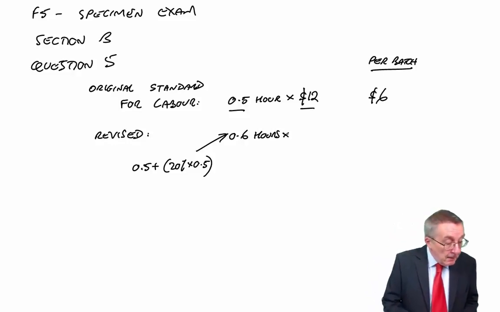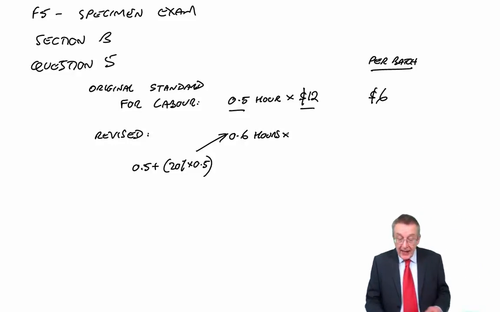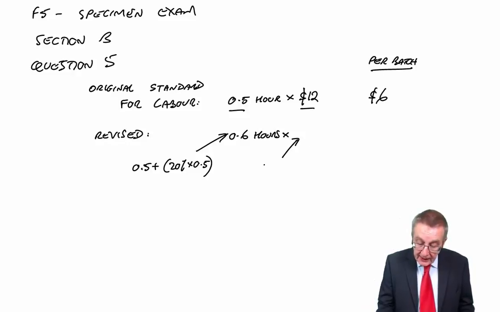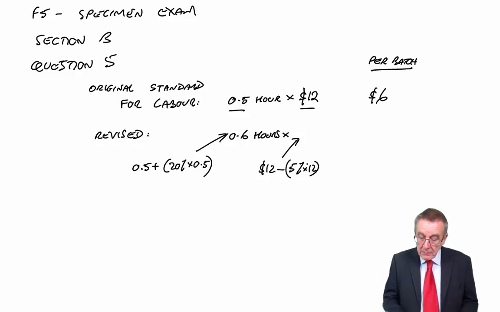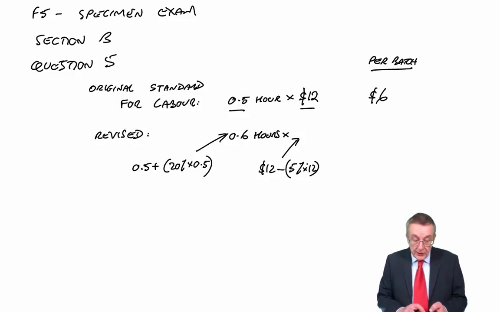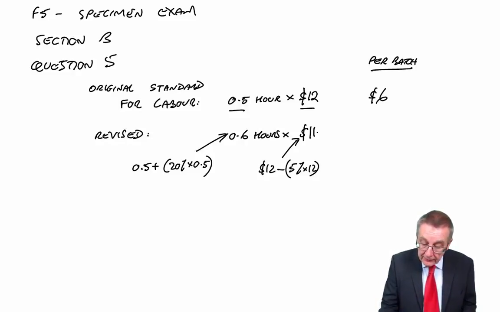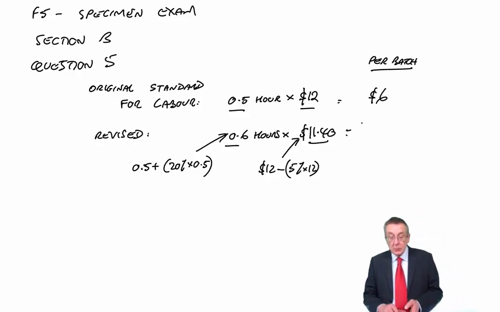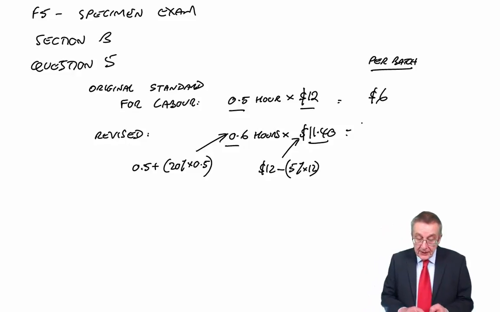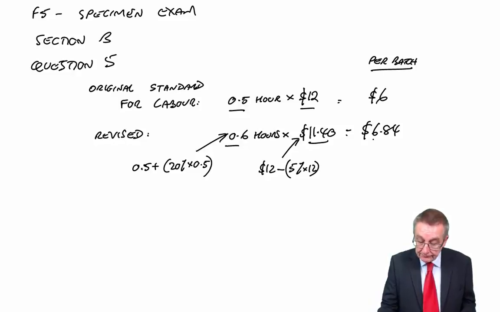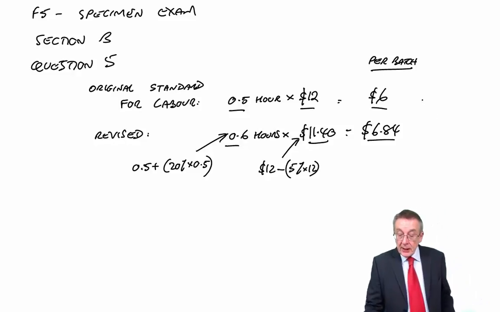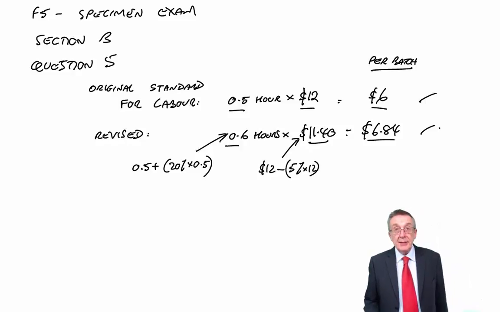And separately, they had a pay cut of 5%. So instead of paying them $12, we revised the pay, and what we should be paying them is $11.40. And I will fill in, but I don't think it's going to be desperately relevant. But as a result, each batch should cost us for labour $6.84. So that was the original budget. This is how we've revised it.